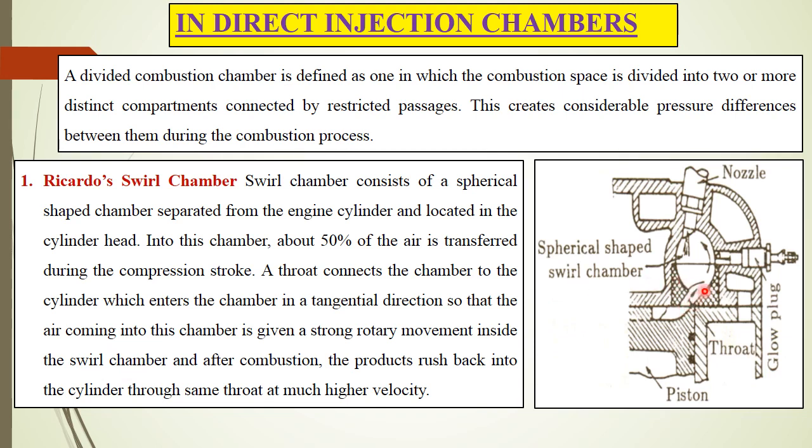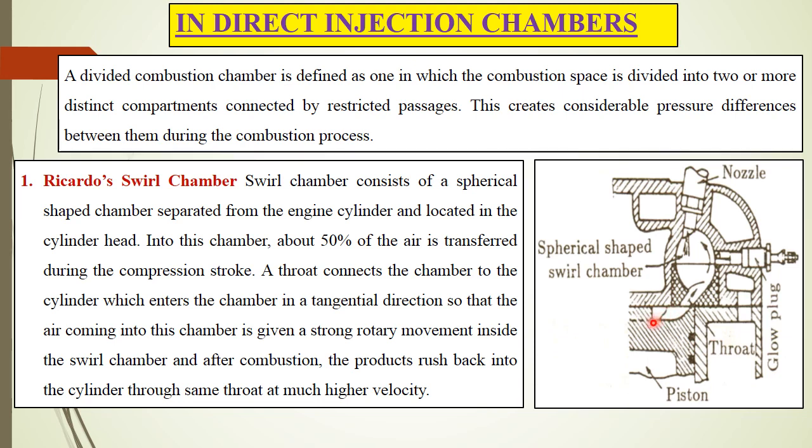This restricted passage, the throat, is provided so that when the compressed air from the main chamber enters the swirl chamber, it enters in a tangential direction. The air coming into this chamber has a strong rotary motion. This swirling motion is known as the compression swirl. When combustion begins in this swirl chamber, the products rush back into the main engine cylinder through the same throat at much higher velocity, because the passage is restricted.